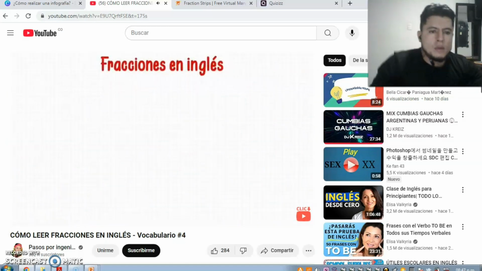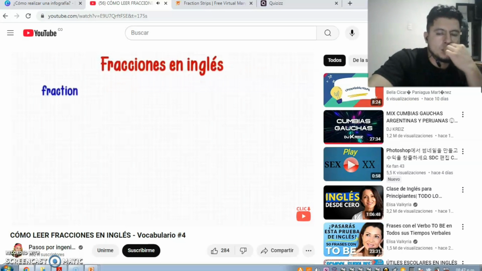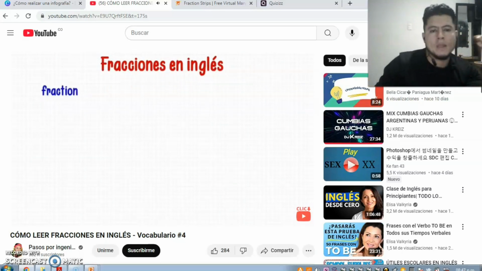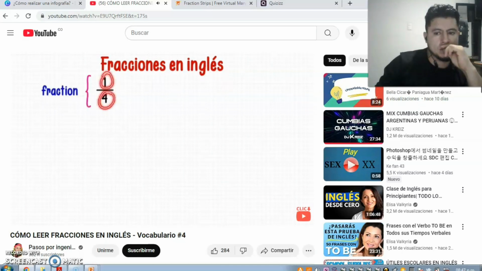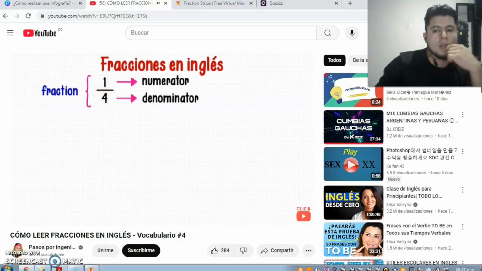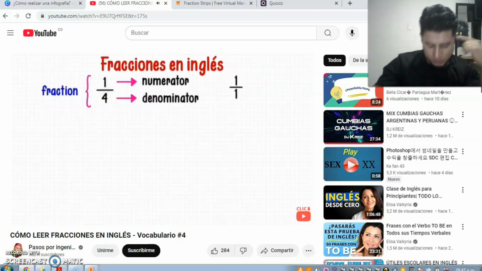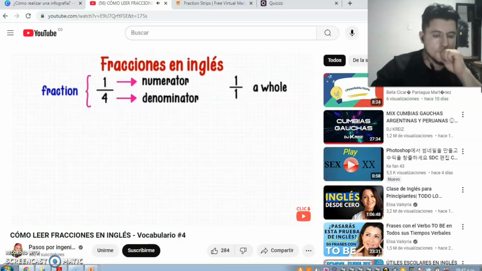Fracciones en inglés. In English, we call them fractions. Let's start. Fraction. It is composed of two parts. The upper number is called the numerator. The lower part is called the denominator. But what happens when we have this type of fraction? It is a whole, which in Spanish we know as un entero.